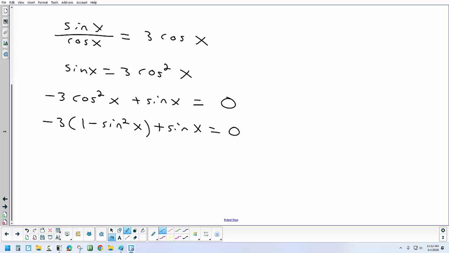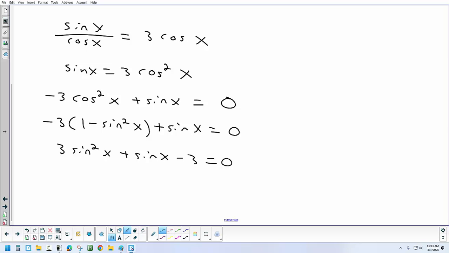Yep, so I'm just going to combine like terms. Actually, there's nothing to combine. So I'm just going to put it in descending order. 3 sine squared x plus sine x minus 3. Now that I don't think is going to be factorable. You could try, but I've already tried. It doesn't work. So what else can we do if it doesn't factor?